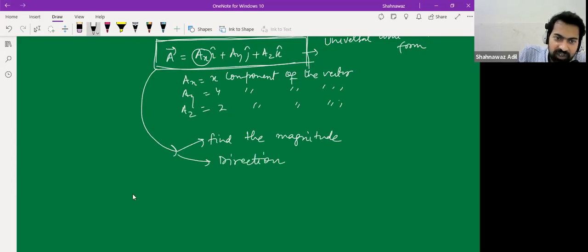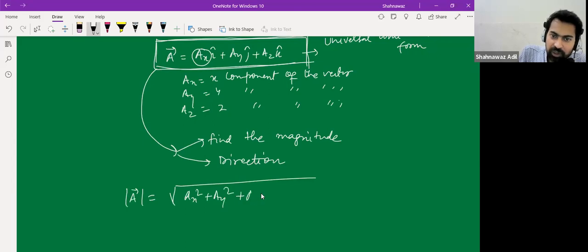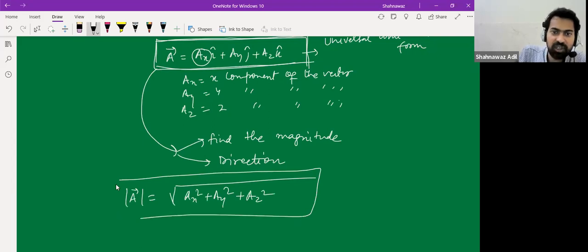We can find the magnitude of this vector like this. This would be the square root of ax square plus ay square plus az square. This is the magnitude. Do you remember this part? Yes, sir, I remember.